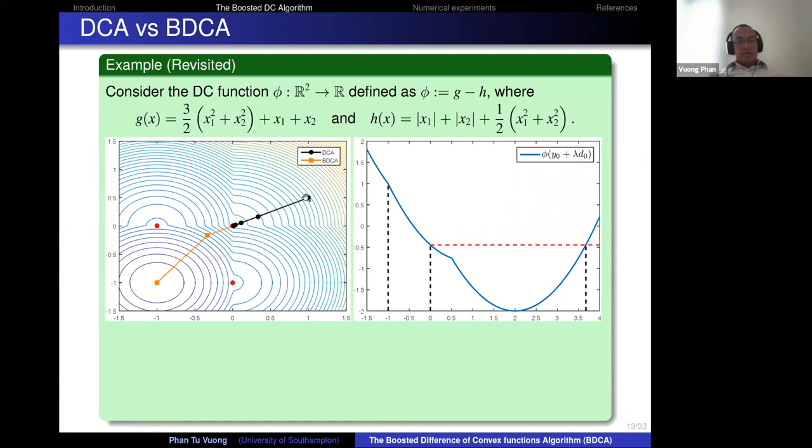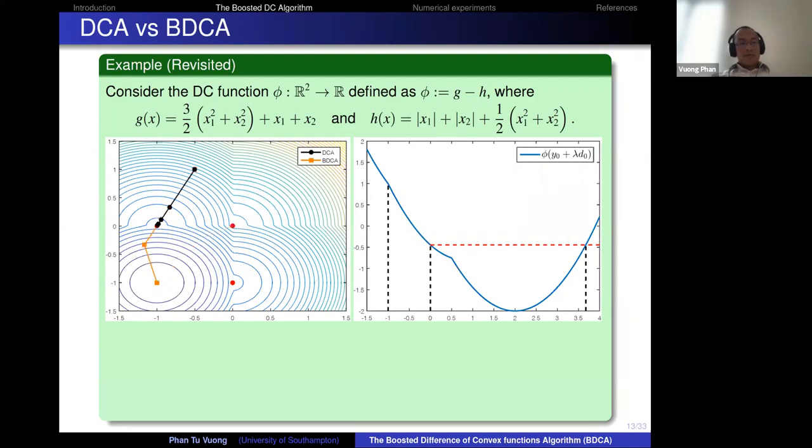If we take this starting point, for example, the same phenomenon happens. After 4 steps, the DCA gets stuck at the local optimal. But for the BDCA, after 1 step it can escape the local optimal here, and it sends you to this point, which is in the neighborhood of the global optimal again.